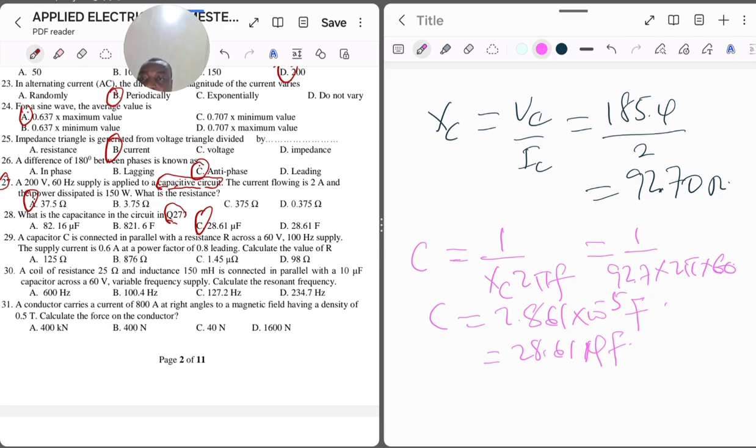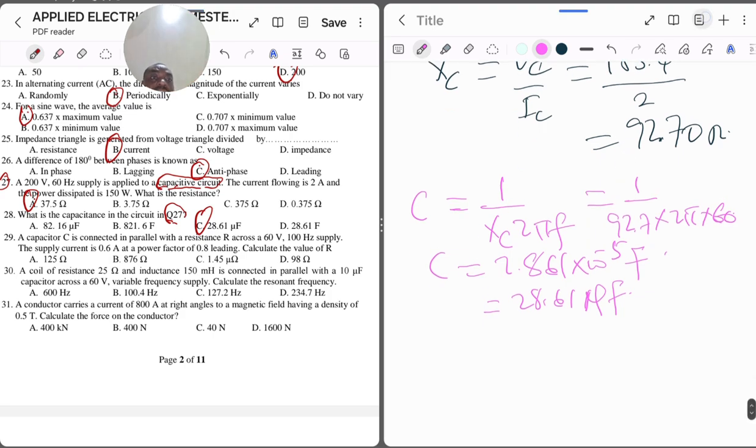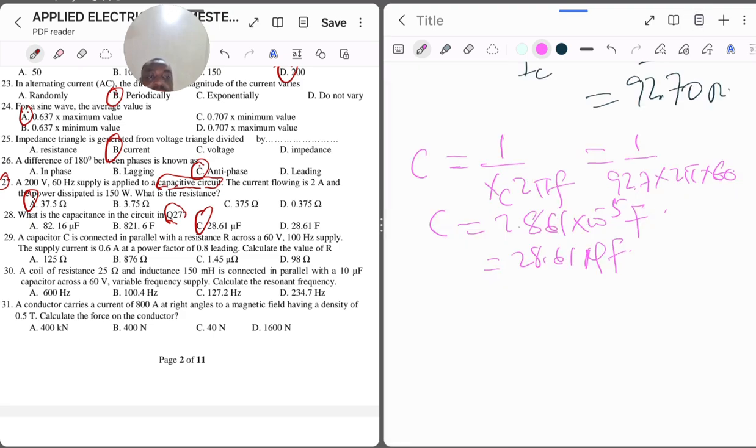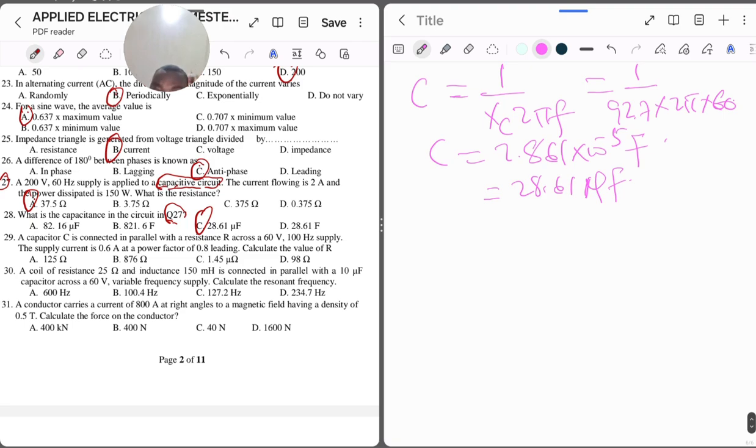Now moving to question 29. A capacitor is connected in parallel with a resistance R across a 60 volt 100 hertz supply. The supply current is 0.6 amps at a power factor of 0.8 leading. Calculate the value of R, right? This question is the hardest question under this section, right?